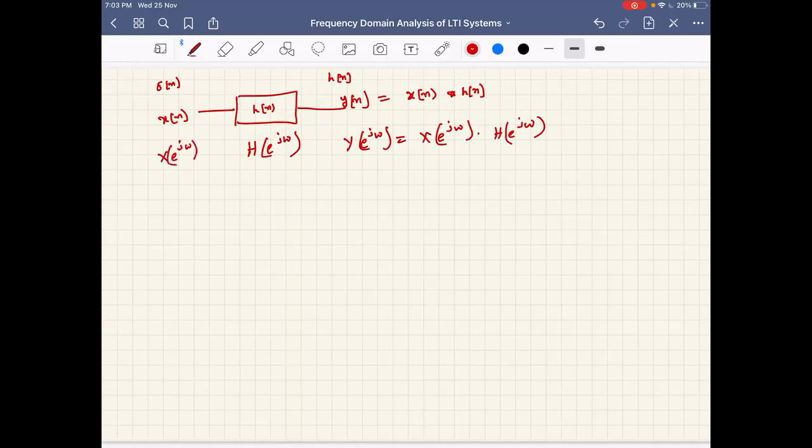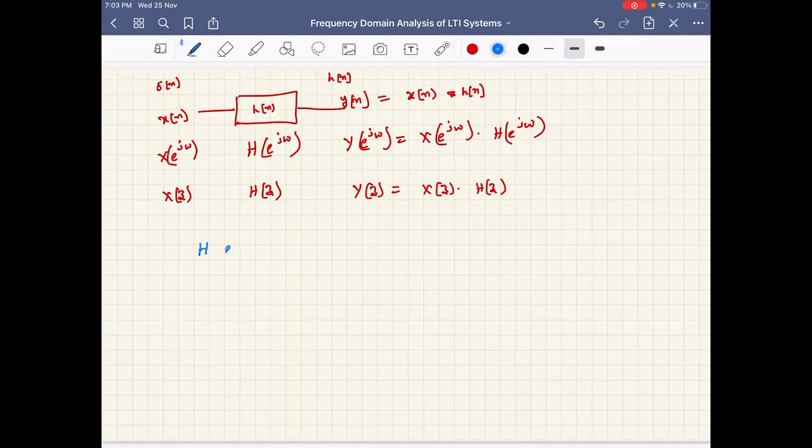The other domain in which we analyze the systems is the Z transform. H of Z is defined for a broader class of input signals, for analysis of the system for a broader class of inputs, and then Y of Z is similarly obtained by X of Z into H of Z. These are different ways of analyzing the system in frequency domain or in time domain.